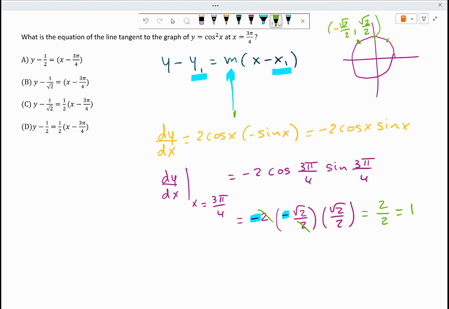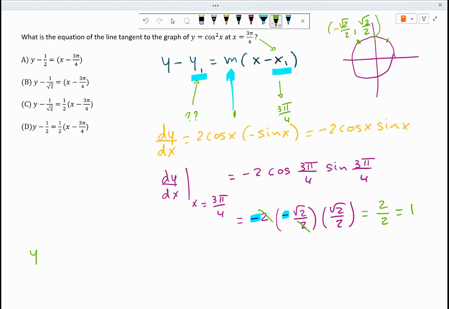What is x1? Well, x1 is just this value of x, so that would be 3 pi over 4. So the only thing I need to find would be just the y1. So what's the y value for the function when the x coordinate is 3 pi over 4?